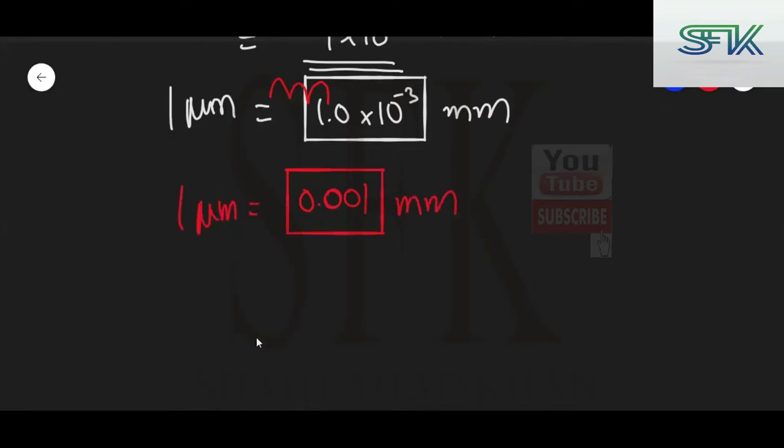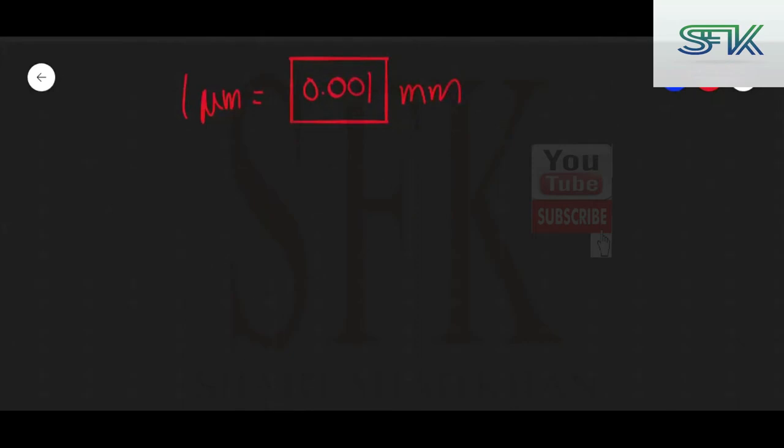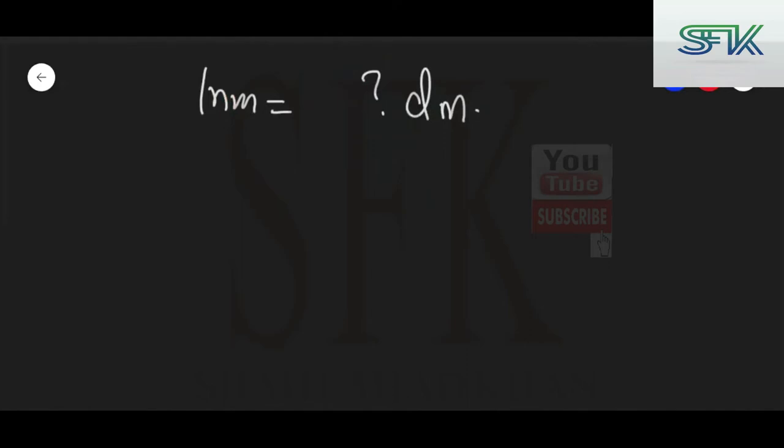Now let's take another example. Let's start from nanometers: 1 nanometer is equal to how many decimeters? This is a very big difference. Let's see how we can do the conversion. Nano means 10 raised to the power of minus 9. Deci means 10 raised to the power of minus 1. Now, let's do the conversion.